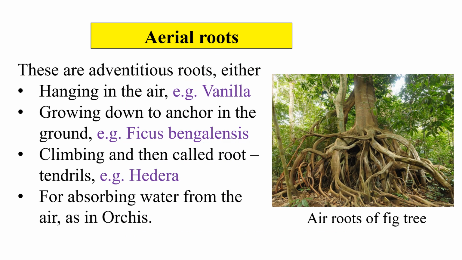Aerial roots are roots hanging in the air to afford certain environmental conditions the plant is growing in, or to afford some functions. Usually they are adventitious roots, either hanging in the air, such as in vanilla, or growing down to anchor in the ground, such as in ficus, as you can see here in this fig tree. It's here to give more support for the plant. Or they can be climbing and then called root tendrils, such as in hydro plants, or for absorbing water from the air, such as in orchids.